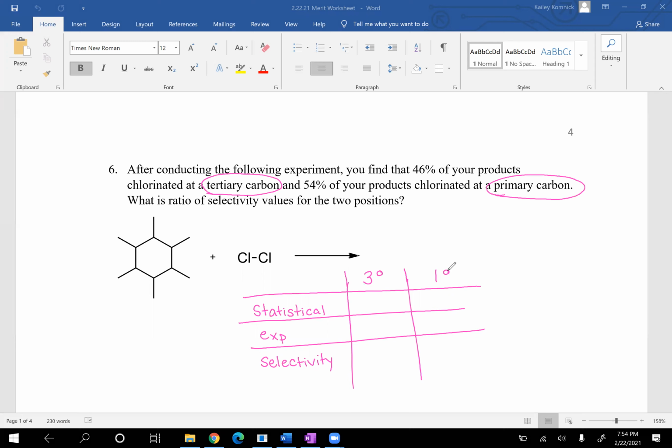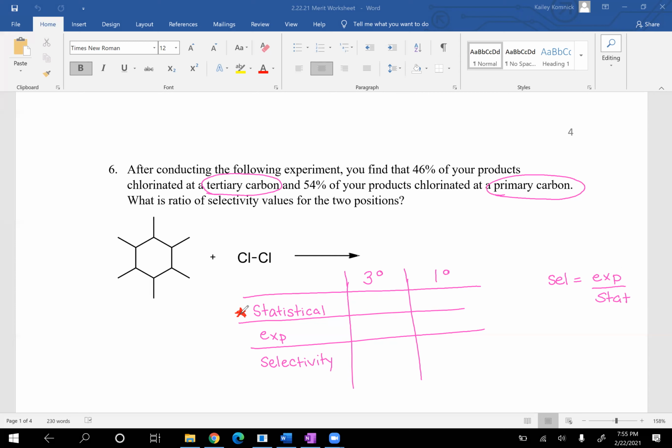Now what we're doing here is we're going to have to find the statistical and we're going to have to find the experimental, and that will allow us to calculate the selectivity. The selectivity, which I'm going to abbreviate as SEL, is equal to the experimental divided by the statistical. So let's go ahead and get started, and we're going to start out by calculating the statistical. This is the easiest part to calculate.